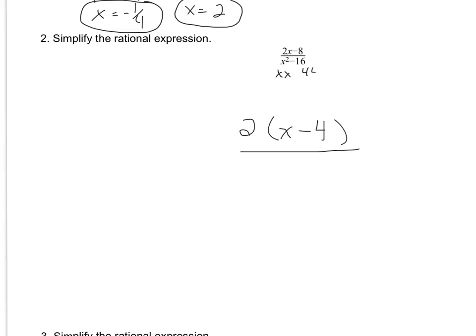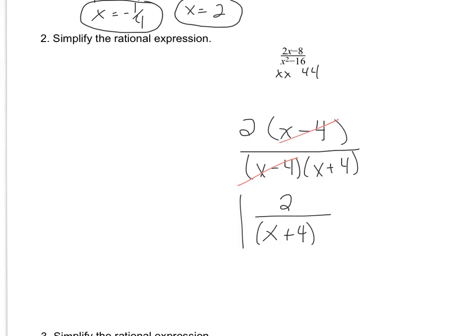which I can factor as x and 4 because the difference is squares. So x minus 4, x plus 4. So whenever you're simplifying, just make sure you factor top and bottom. And then I cancel anything out that's the same, and of course in this case it's the x minus 4. So the only thing left will be 2 on top and x plus 4 on bottom. So this would be my simplified version of that expression.